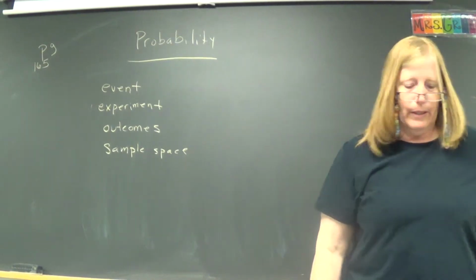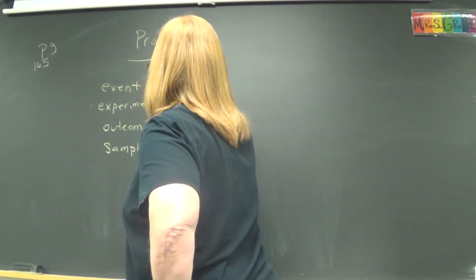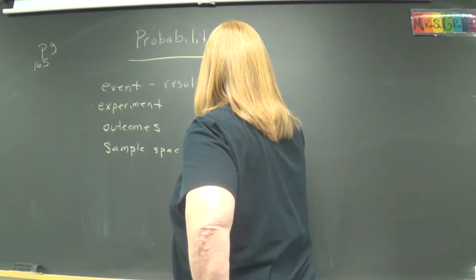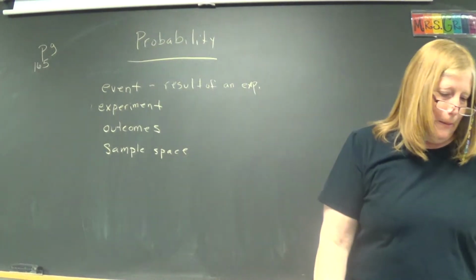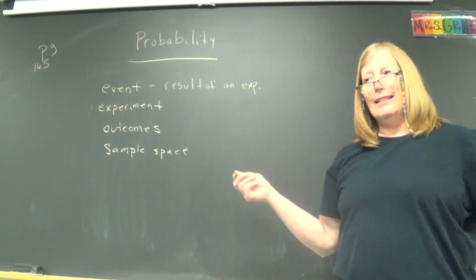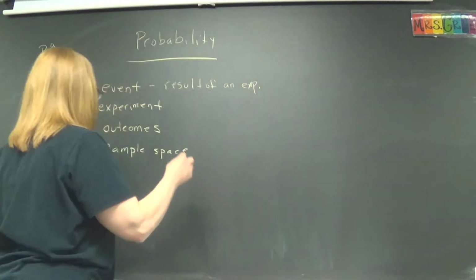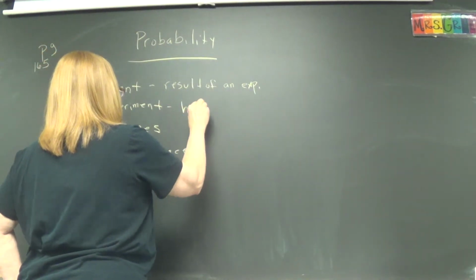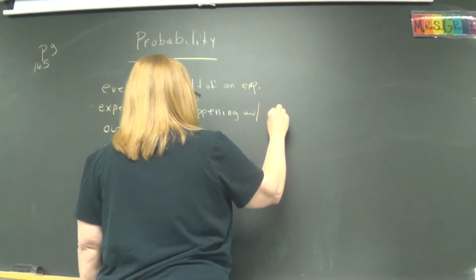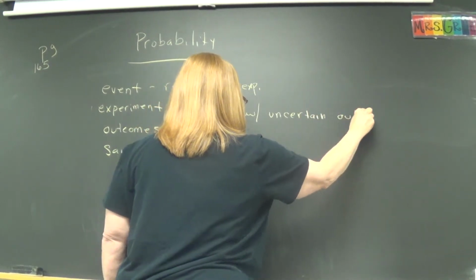So we need to know what an event is. It's a result of an experiment, which we have to define next. Result of an experiment. And what's an experiment then? An experiment we'll define is any happening which has an uncertain outcome, like rolling a die or flipping a coin. So, happening with uncertain outcome.